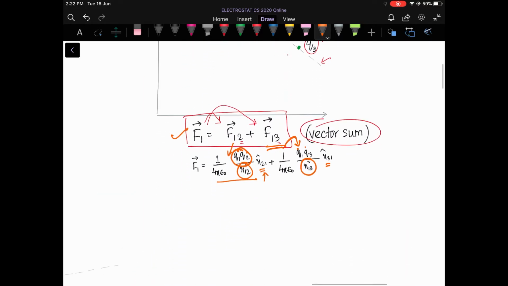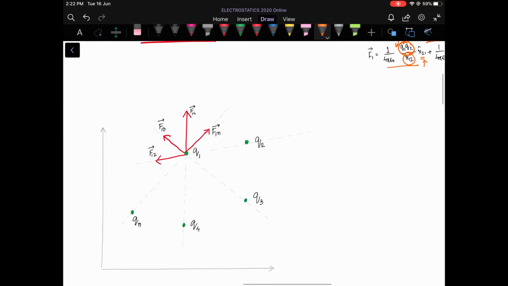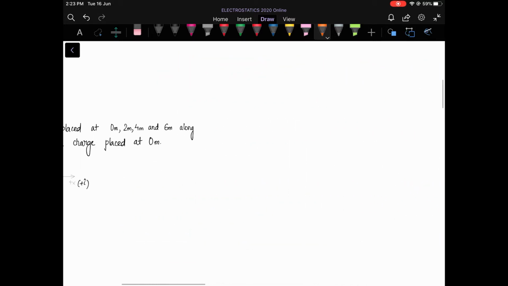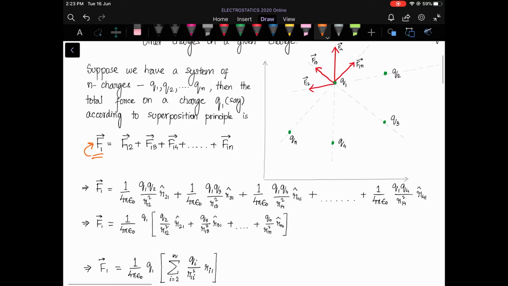Now suppose similarly, if we have not 3 charges in a system but many such charges, you can see here I have added a 4th charge and so on. We can have many charges, and finally we have the nth charge, the last charge. This vector here is for the force acting on the first charge due to the fourth charge, and this vector is for the force acting on the first charge due to the nth charge. And again, the total force acting on the first charge is equal to the vector sum of the forces acting on the first charge due to the remaining charges, and this is what we call the superposition principle.